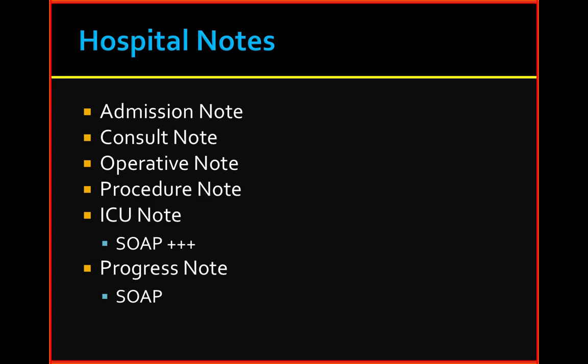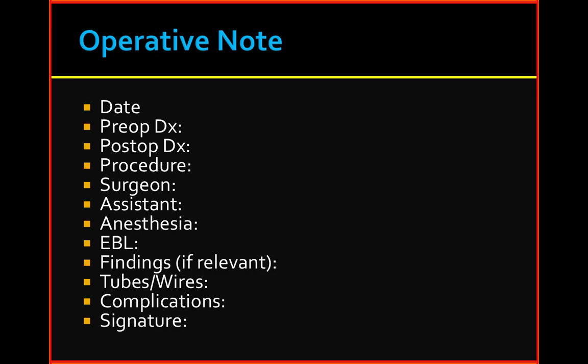EBL, estimated blood loss, findings. You don't always have to put findings, but if something was unique or relevant to the case, you could add a small little note in here about that, but usually we don't. Any tubes or wires, that becomes important. That's very important because you may be the only person who, at that moment, saw what they had.